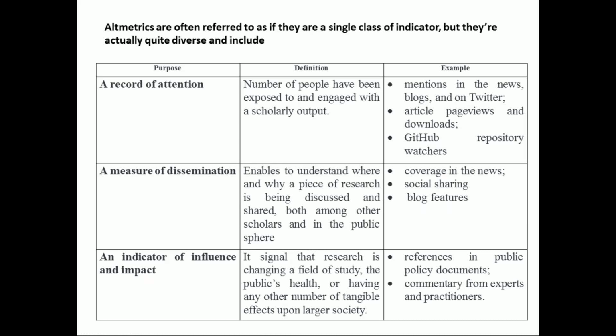Altmetrics, the definitions are given: a record of attention. The number of people who have been exposed to and engaged with a scholarly output, mentioned in the news, blogs, and on Twitter, article page views and downloads. There is also a hub repository, watches. A measure of dissemination enables us to understand where and why a piece of research is being discussed and shared, both among other scholars and in the public sphere.